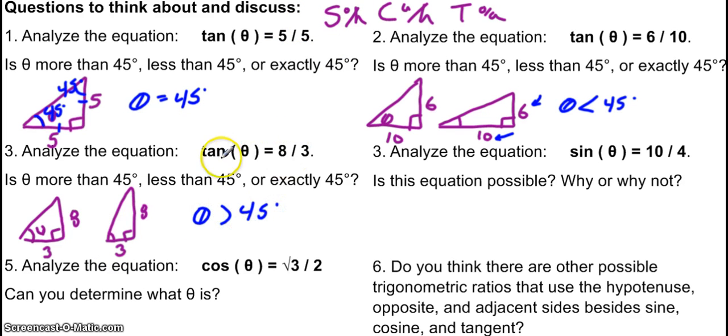Again, we could have used the calculator, but there's no need. Just drawing out the triangle and using these trig ratios is quite enough. Number 4, it's a little bit different. We'll start the same by drawing out our triangle.